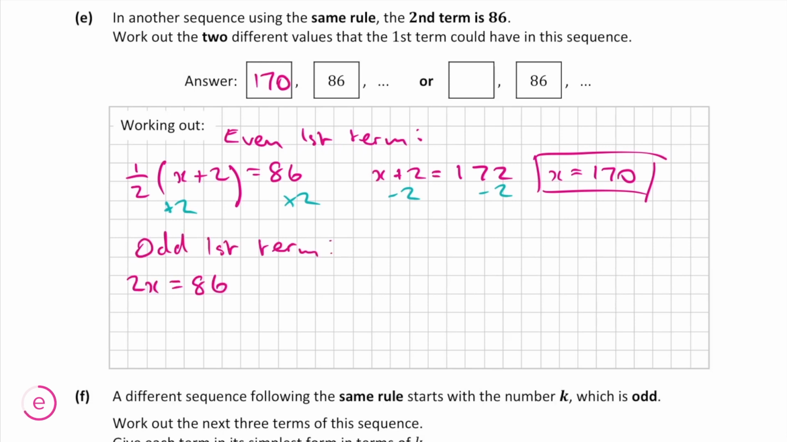In the second case, where the first term is odd, we have this formula, 2x is equal to 86. So to find the first term, we just divide both sides by 2. In this case, we get x is equal to 43, which is the other possible first term. And that's it for part E.